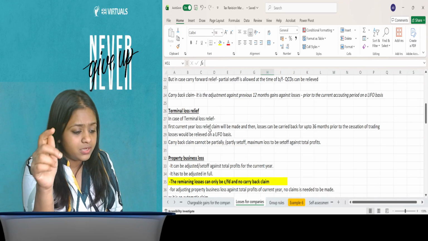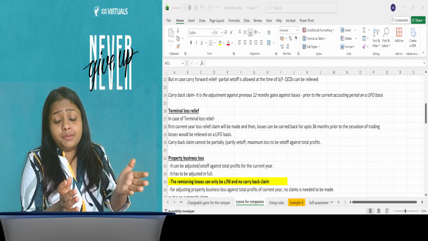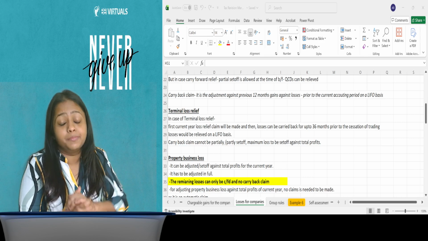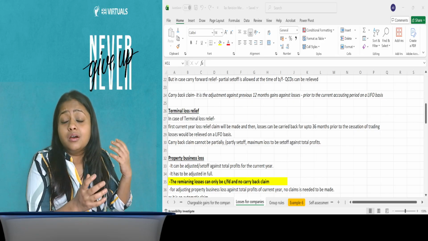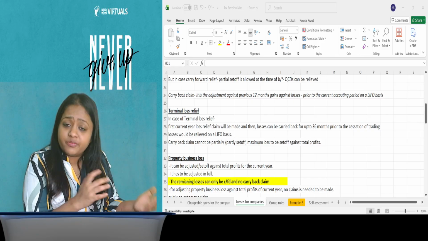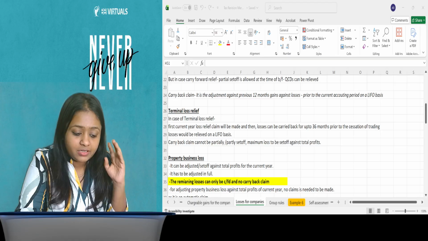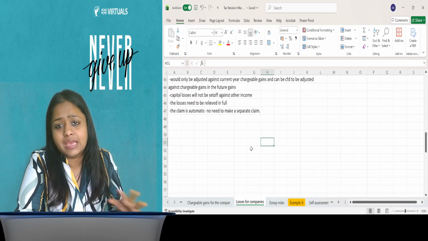No, here we will adjust it against the total profits only. So it will be adjusted against total profits only. In individuals, we had the trading income concept. So now you will carry back the trading losses against the preceding 36 months on a LIFO basis to be adjusted against the total profits. Done. So we are done with terminal loss relief also, and property business loss, capital loss, everything we have covered.